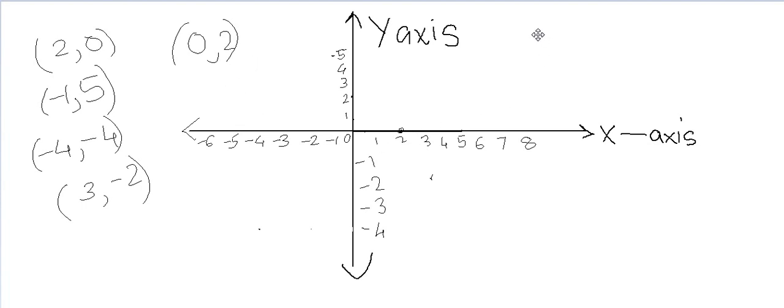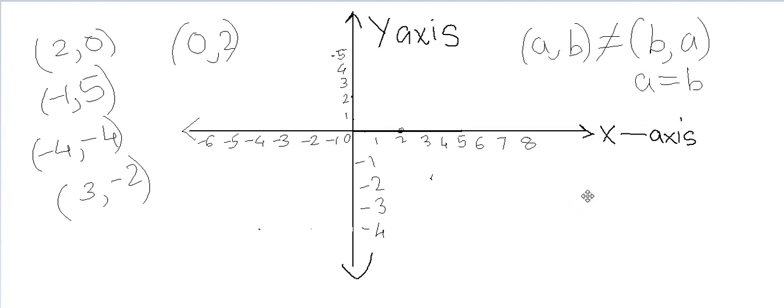In general, if (a, b) are the coordinates of a point, then that point is different from (b, a). That is, the order in which a and b appear is important. These are called ordered sets. This can be equal only if a is equal to b. If a is equal to b, then we can say (a, b) is equal to (b, a). Otherwise not.